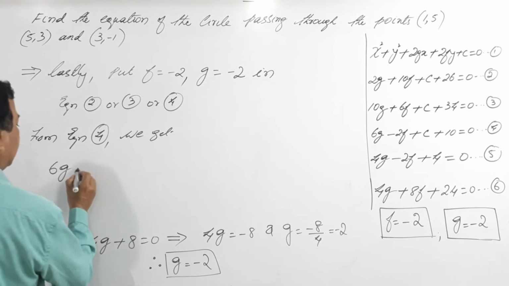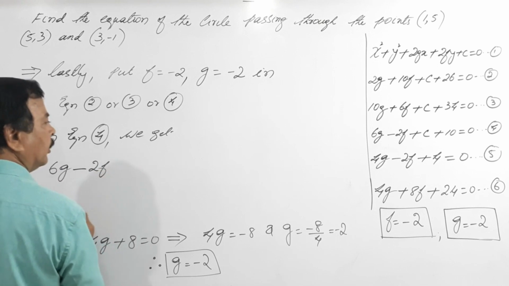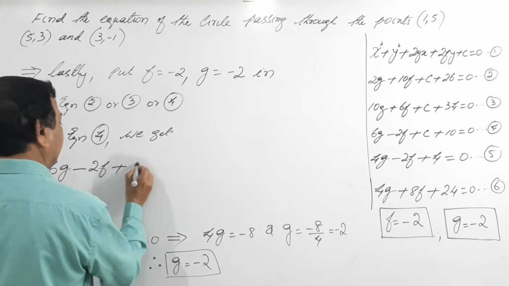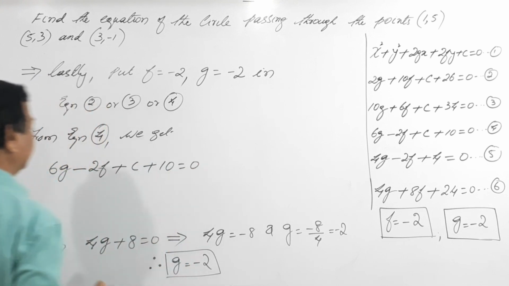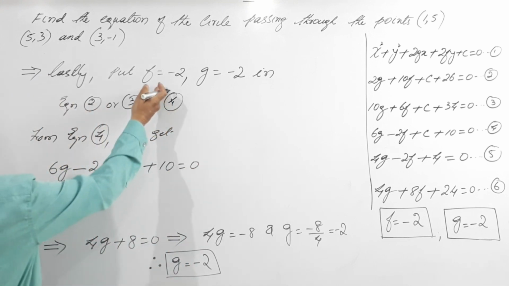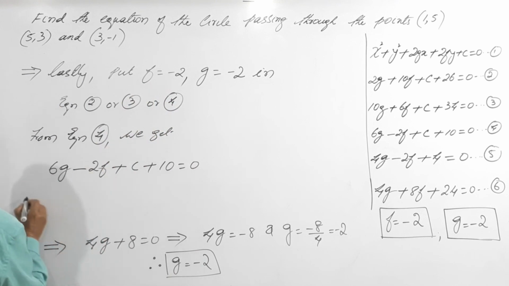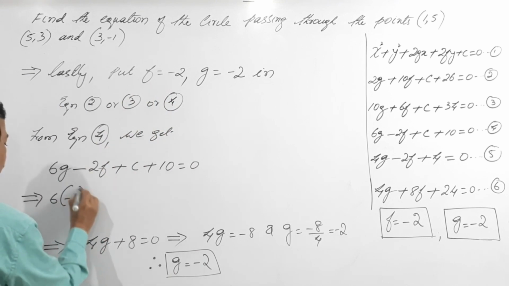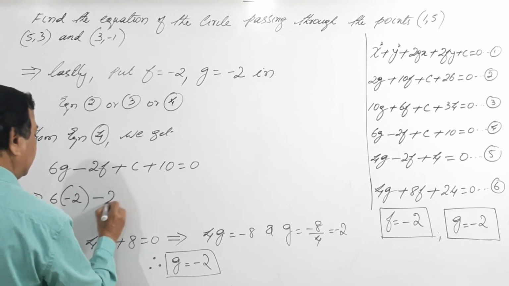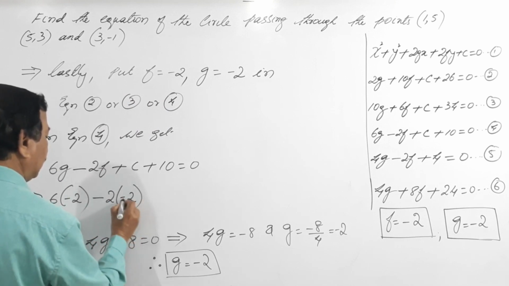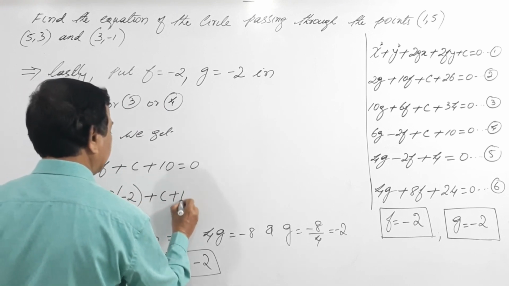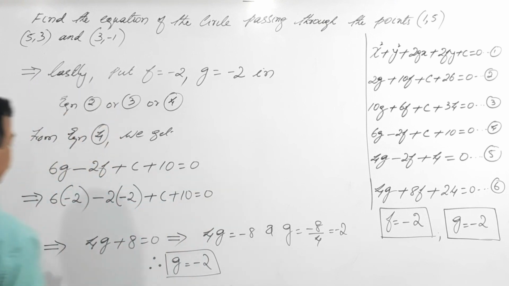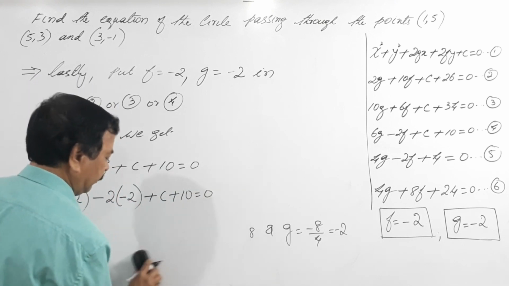6g minus 2f plus c plus 10 equals 0. So f equals minus 2, g equals minus 2, that is 6 into minus 2 minus 2 into minus 2 plus c plus 10 equals 0. We will solve this.